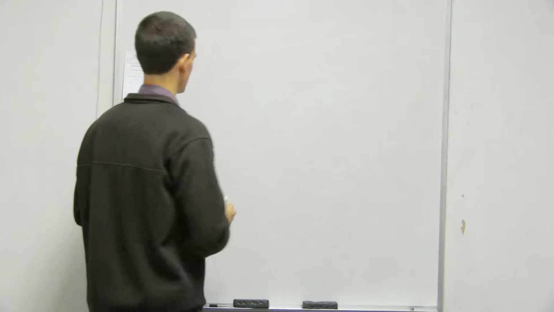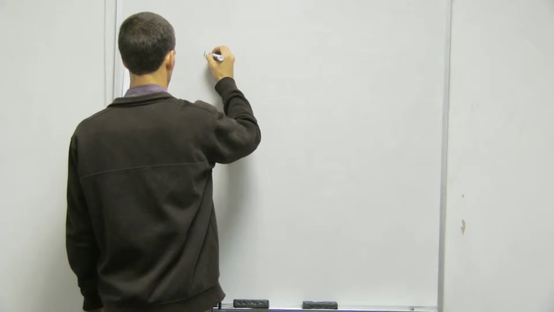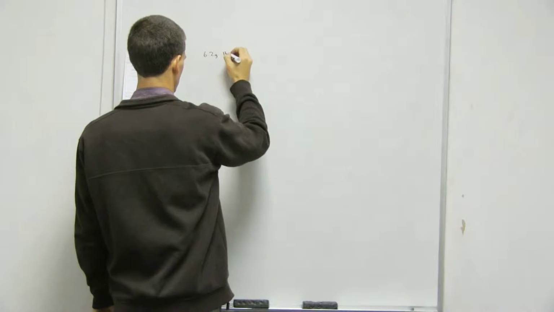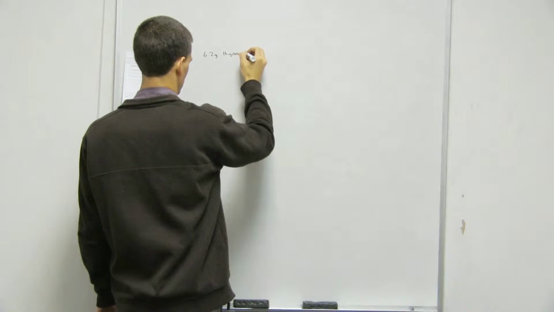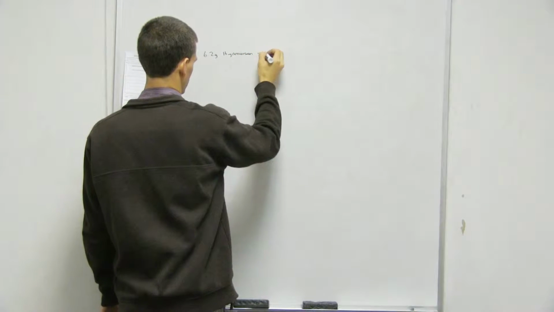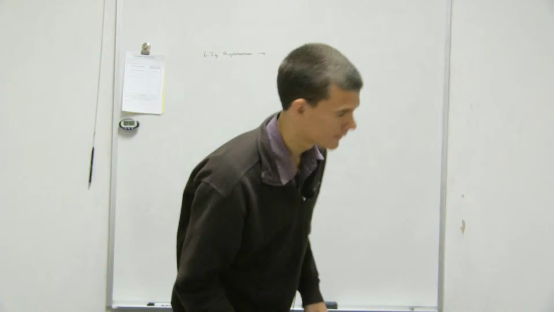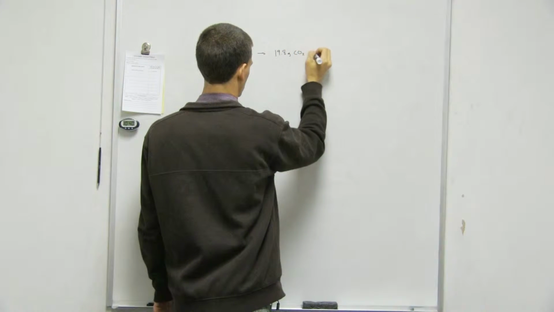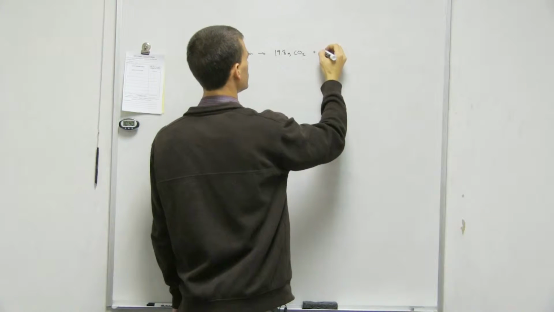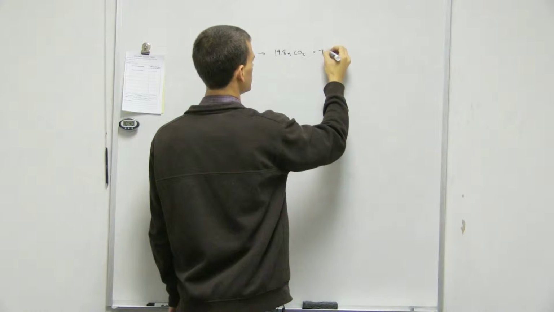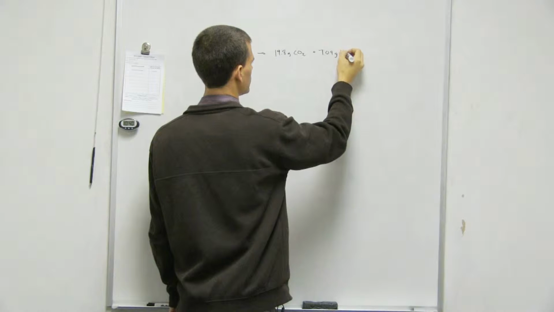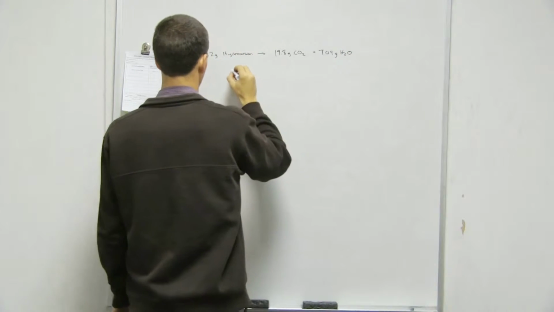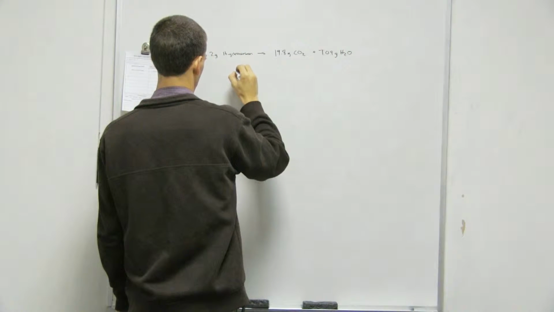Okay, so it says, what's the mass of the hydrocarbon? 6.20. Carbon goes to 19.8 grams of CO2 and 7.09 grams of H2O. And so we need to find the empirical formula.